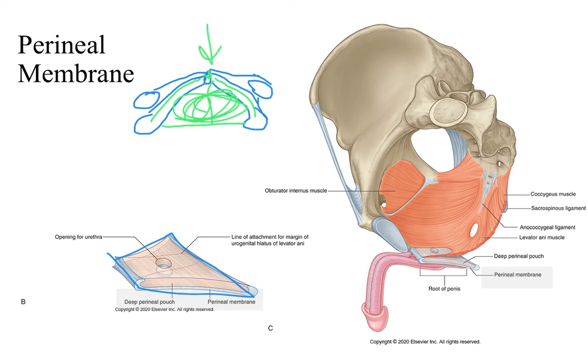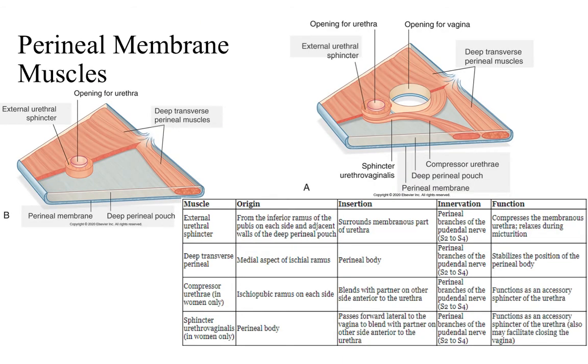Just deep to that perineal membrane, you have what is called here the deep perineal pouch. All right, and right now it looks like it's empty space, but it is filled with different muscles that will help contribute to the functions of the pelvic floor muscles. And again, this is lying just superficial to the pelvic floor muscles, in between those muscles and the perineal membrane. So within that deep perineal pouch, you will have the external urethral sphincter.